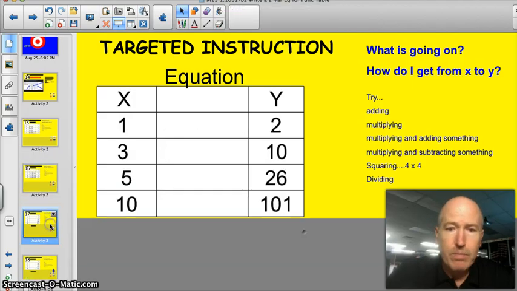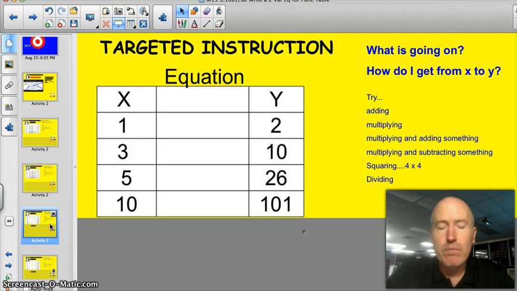One more example before I really challenge you. This guy here, what's going on? How do I get from x to y? Pause the video and see if you can figure it out. I see dead people. Sorry. All right, we went from 1 to 2, 3 to 10.